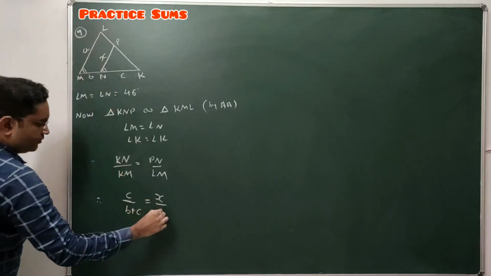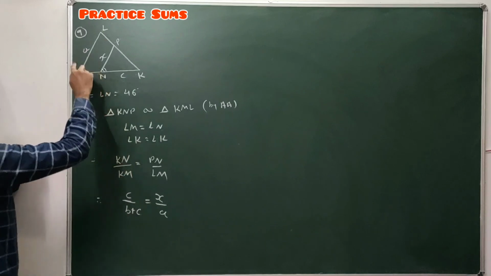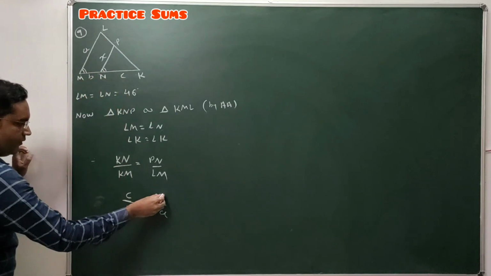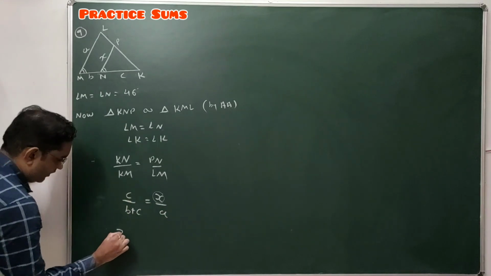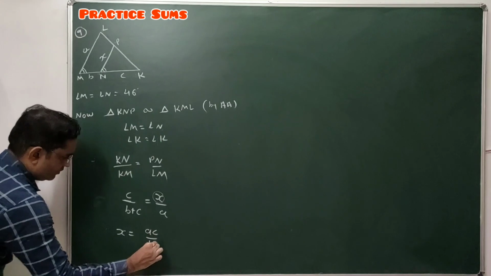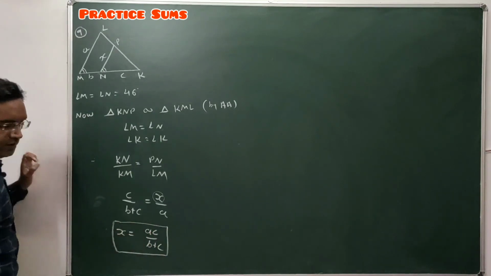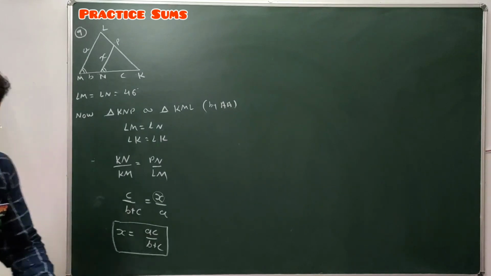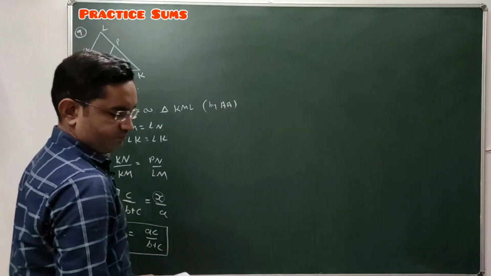LM is A. What is the question? Express x in terms of A, B and C. So what is the expression of x in terms of A, B, C? Taking this A in the numerator, we can write x equal to AC upon B plus C. X equal to AC upon B plus C is the answer. Clear students? Now next question.